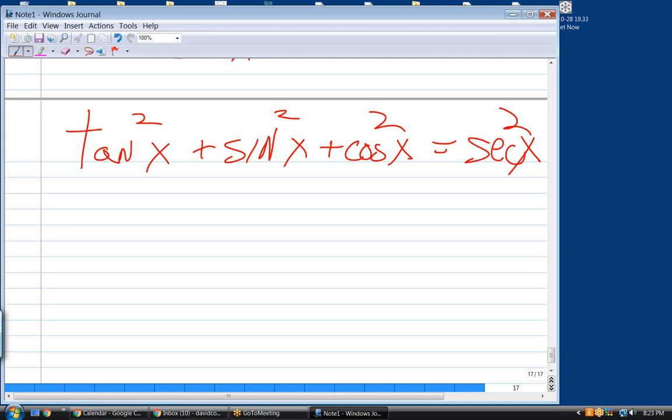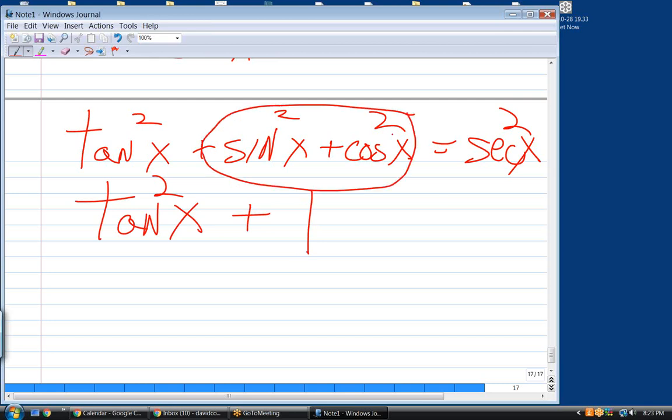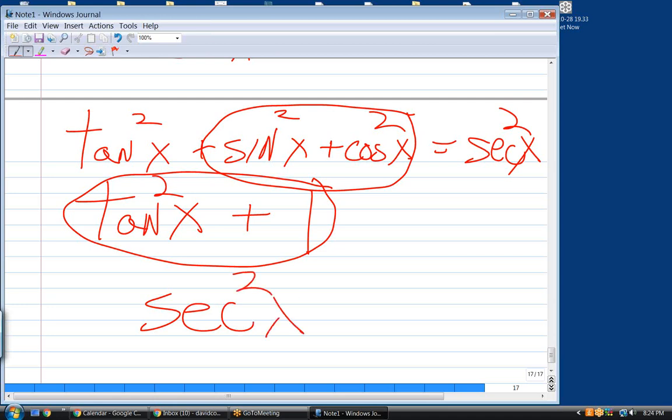What can I replace on the left side? What two terms can I replace with one term? Sine over cosine, the tangent. These two terms are equal to 1, the Pythagorean identity, so I'm going to replace them with 1. And now that, by the Pythagorean identity, is equal to secant squared x. So, oh, 2 steps instead of 1. 2 steps.